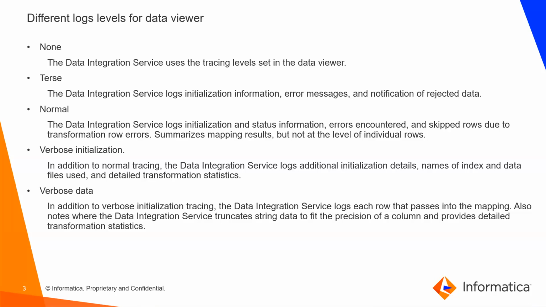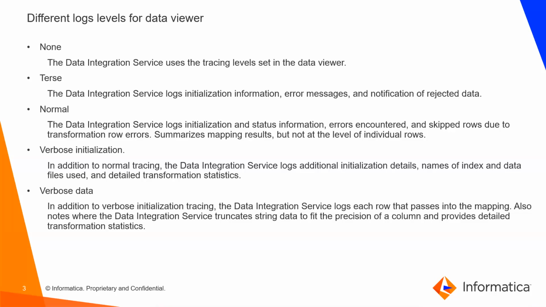That is normal. The data integration service logs initialization and status information, errors encountered, and skipped rows due to transformation row errors, and summarizes mapping results, but not at the level of individual rows. Next is verbose initialization. In addition to normal tracing, the data integration service logs additional initialization details, names of index and data files used, and detailed transformation statistics.